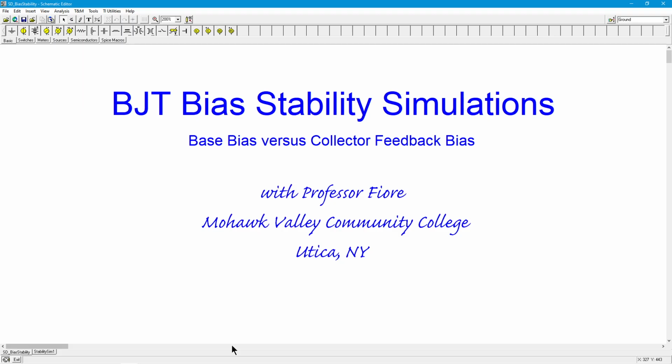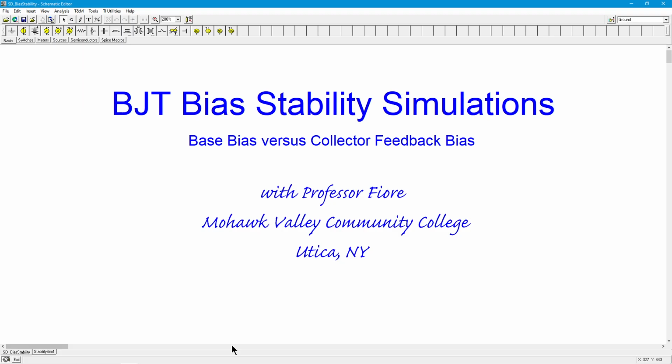We're going to take a look at bias stability in bipolar junction transistors. We're going to do some simulations on base bias and collector feedback bias and see which one is really the more stable of the two. We can, of course, extend this idea to other kinds of bias, but we'll just start off with these two, right?